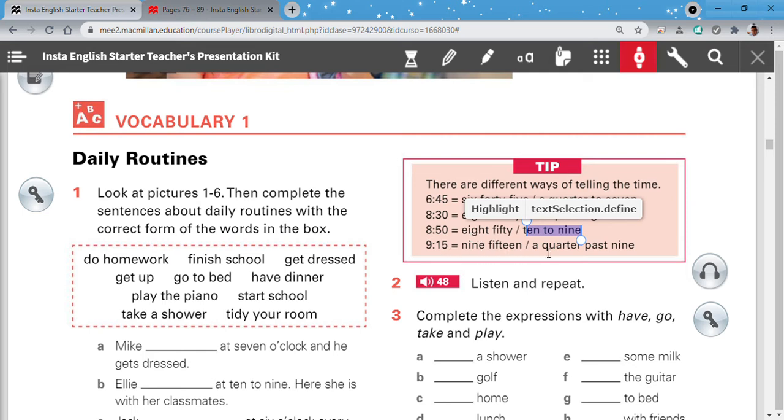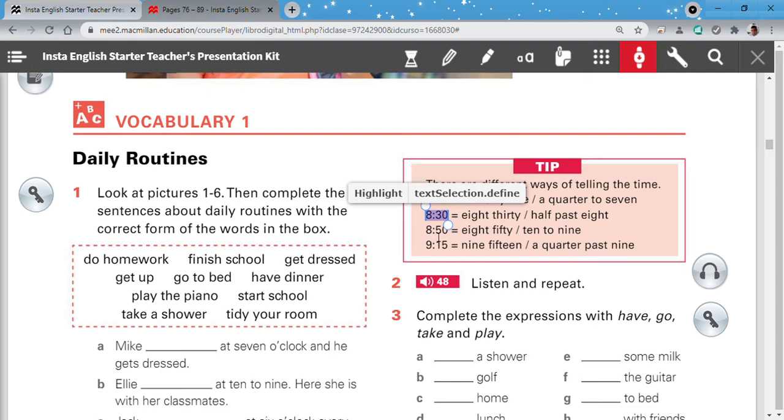9:15 or a quarter past 9. So here you have two choices. For example, in my case, I use numbers. Personally, I use numbers. Well, when I teach the time, I use a quarter to 7 or a quarter past 7 or half past 8. It's a possibility, I know, but I prefer this, it's easier. So you're going to practice this.